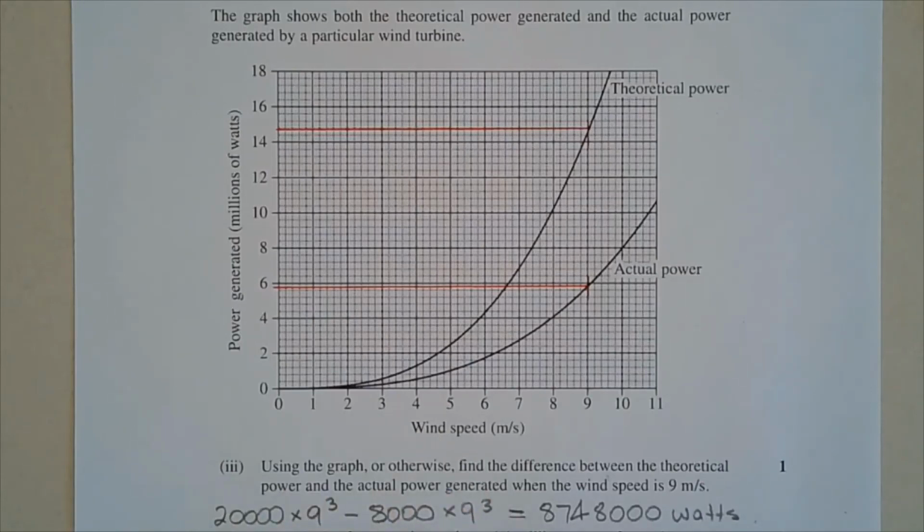So 20,000 multiplied by 9 cubed minus 8,000 multiplied by 9 cubed, and that gives 8,748,000 watts.